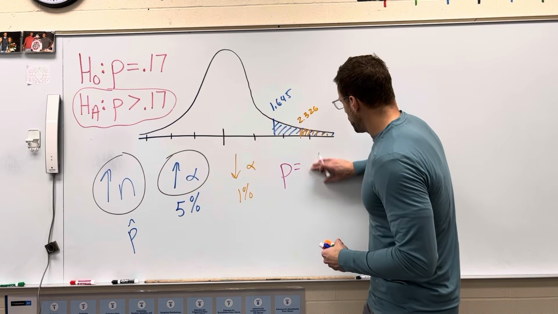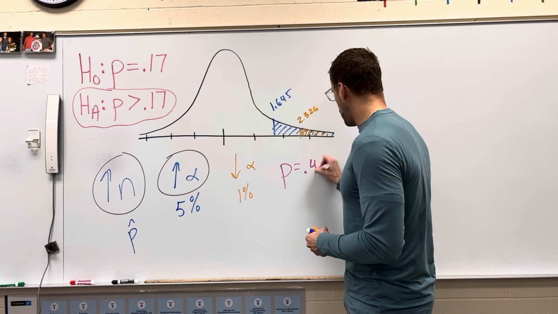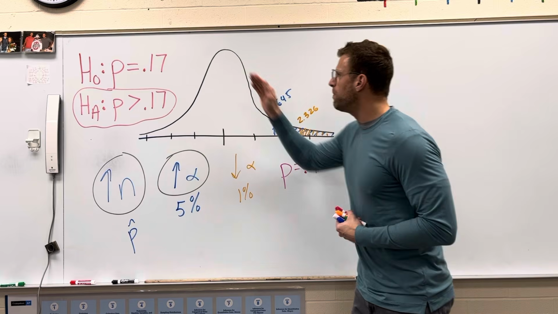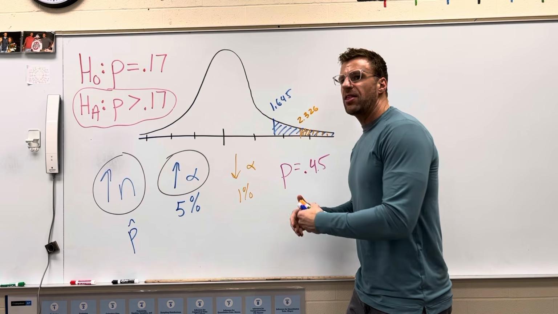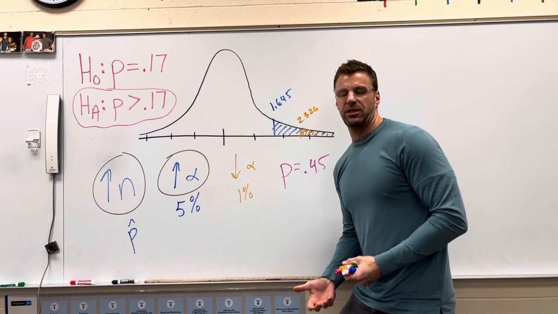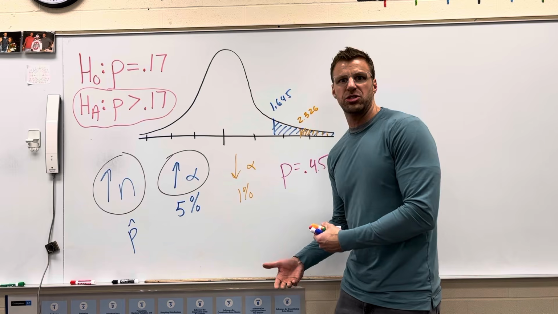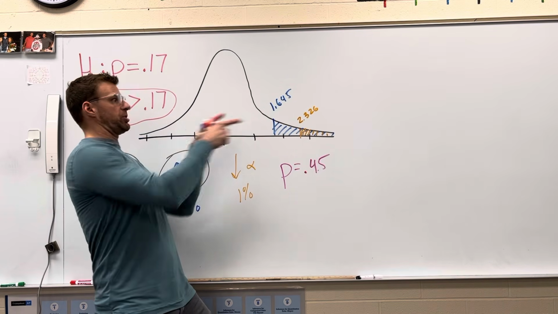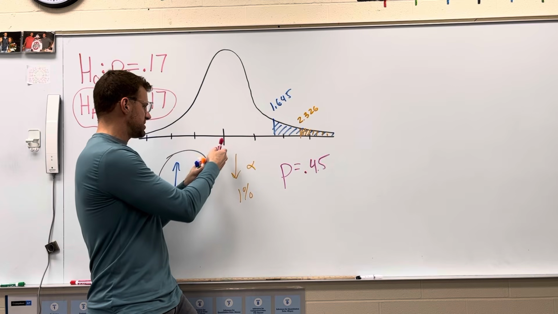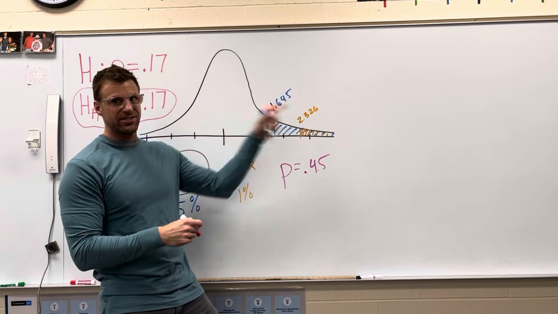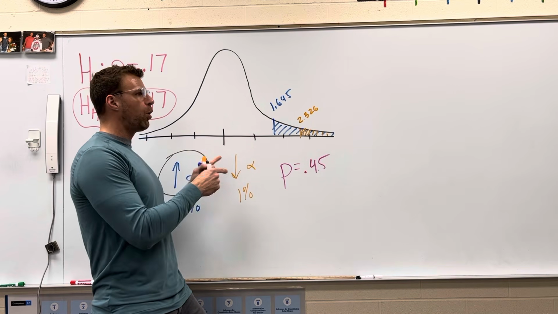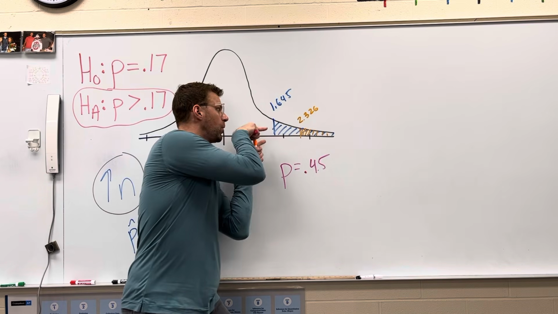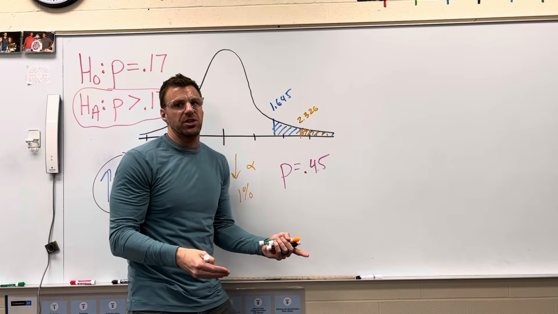Whereas if the truth was, let's say 45%, a proportion of 0.45, that is so much greater than 17% that a sample should definitely show me that, causing me to reject. Because if the truth is 45%, that means my whole model should actually be way up there because the center is not 17%, it's obviously way more. And that means more samples are going to be way up there, which means I'm more likely to find a sample way up here in my rejection zone.